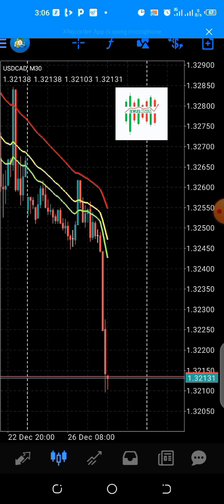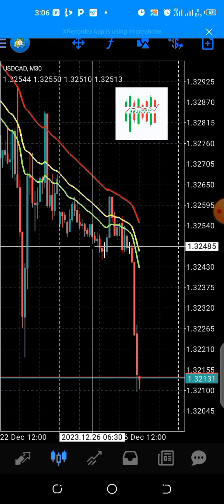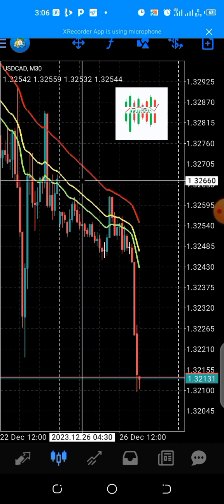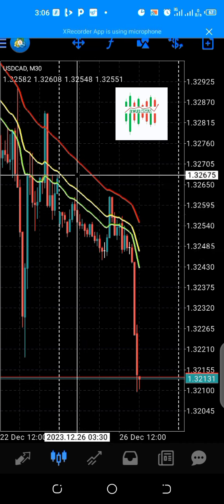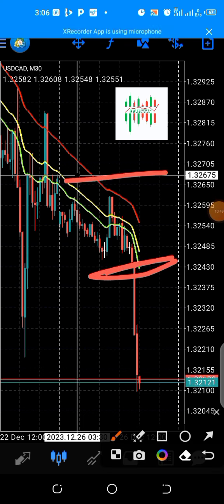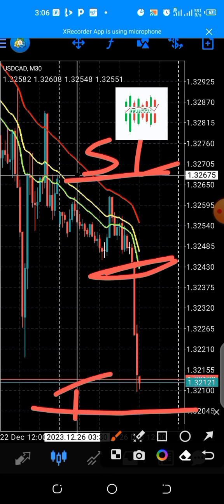If you are to sell this market, you should be selling this market from around this region. Okay, then your stop loss will be here. Then your take profit will be around this region. You can see this market has really done well.